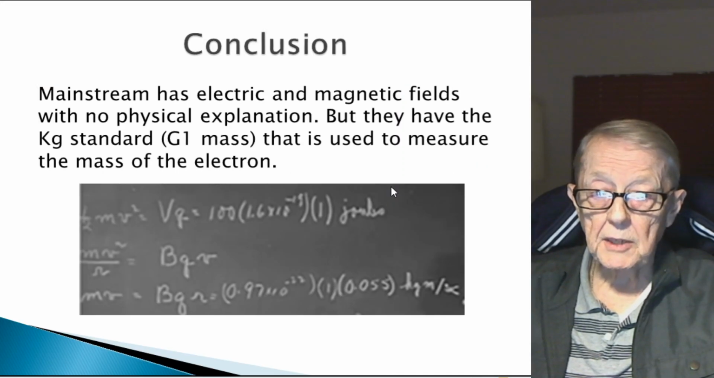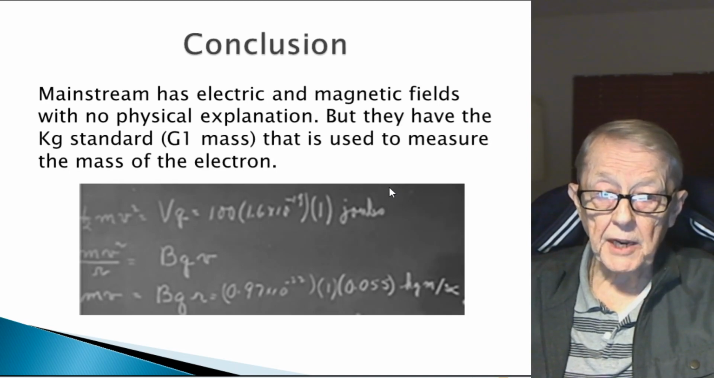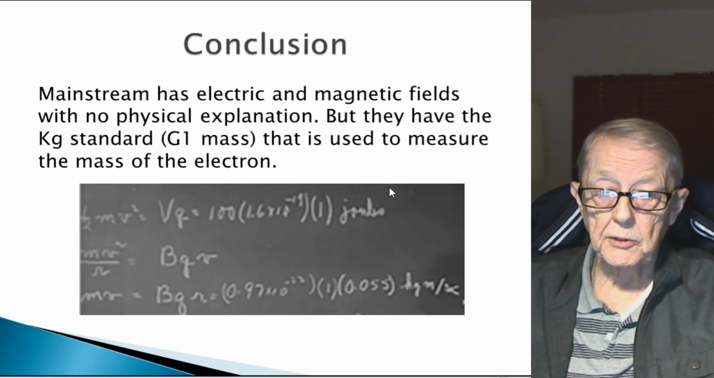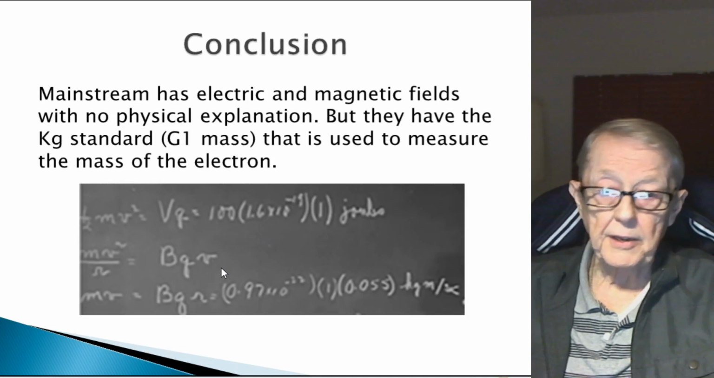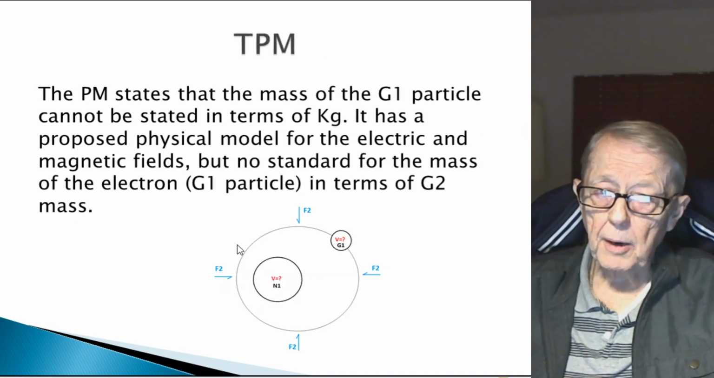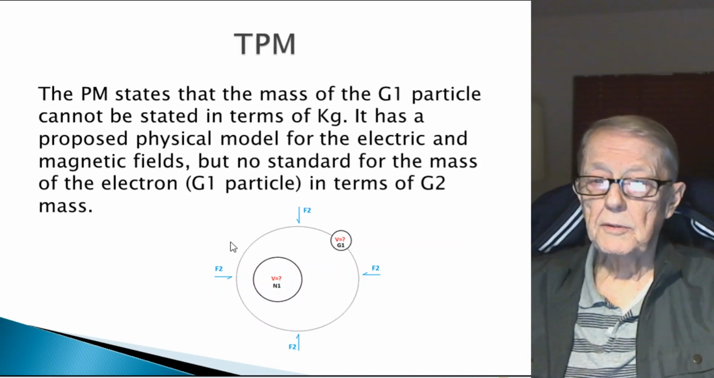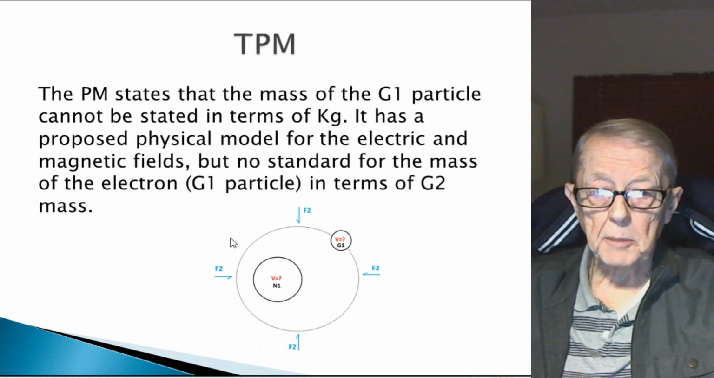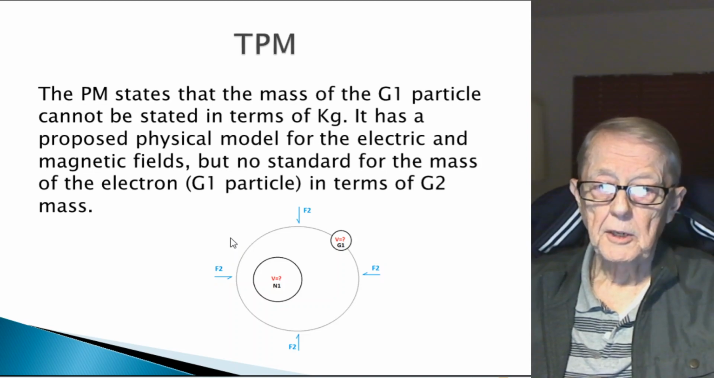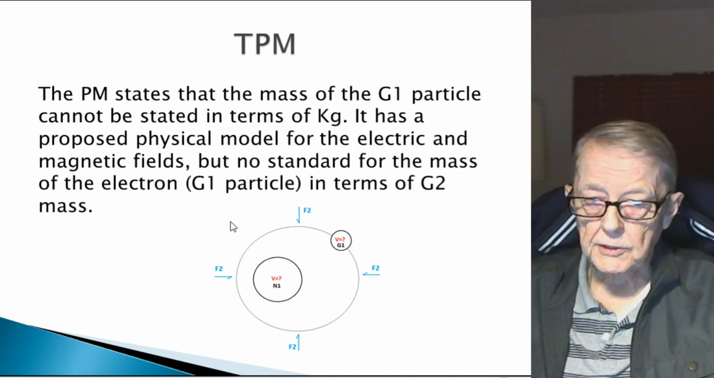Conclusion: mainstream has electric and magnetic fields with no physical explanation, but they have a standard for the kilogram, which is for G1 mass, that is used to measure the mass of the electron, and they do it this way. They mix the two. The particle model states that the mass of the G1 particle cannot be stated in terms of a kilogram. It has a proposed physical model for the electric and the magnetic fields, but no standard for the mass of the electron, which is the G1 particle.